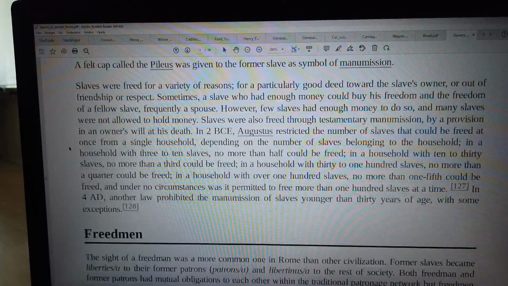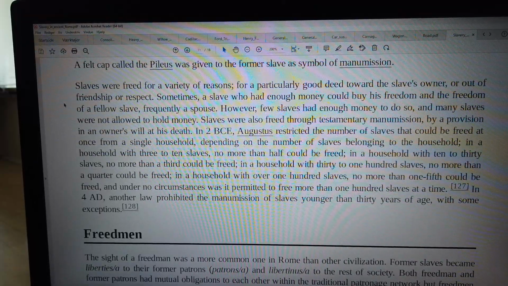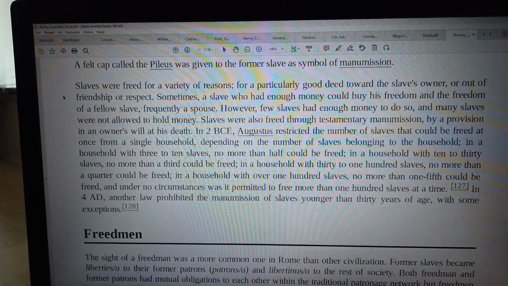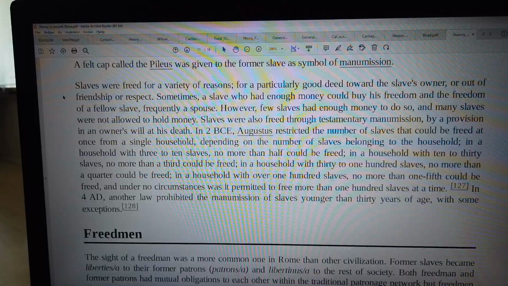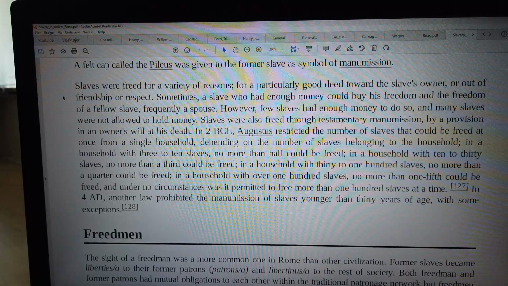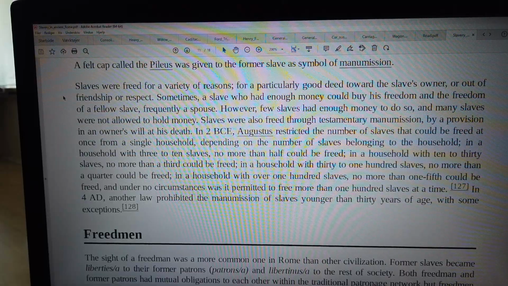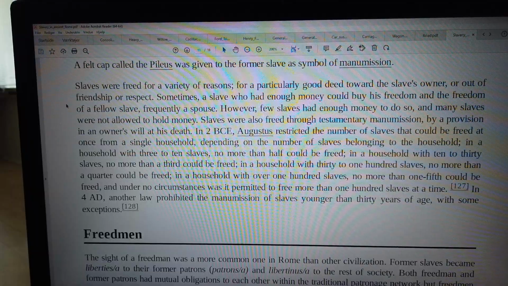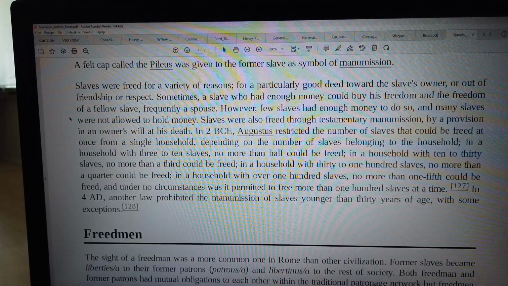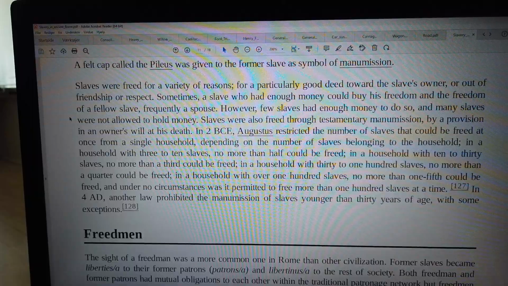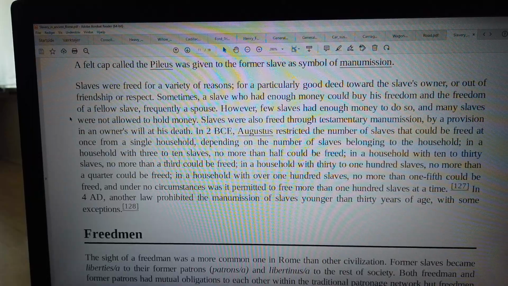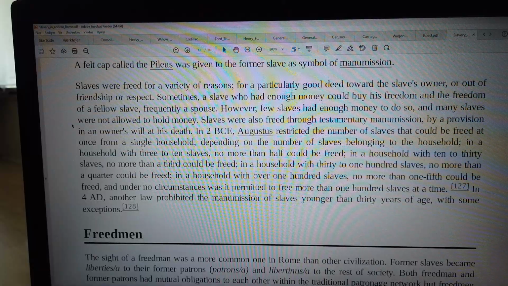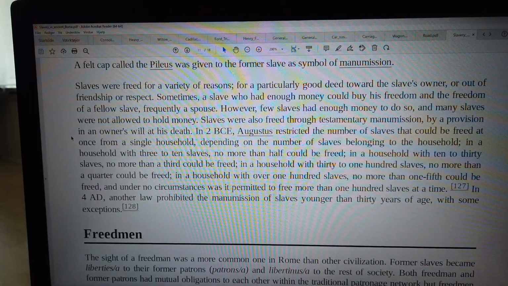Slaves were freed for a variety of reasons, for a particularly good deed toward the slave's owner, or out of friendship or respect. Sometimes, a slave who had enough money could buy his freedom and the freedom of a fellow slave, frequently a spouse. However, few slaves had enough money to do so, and many slaves were not allowed to hold money. Slaves were also freed through testamentary manumission, by a provision in an owner's will at his death.